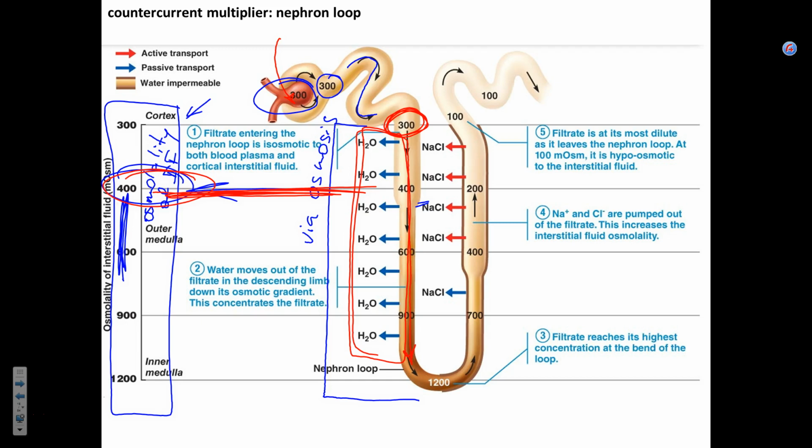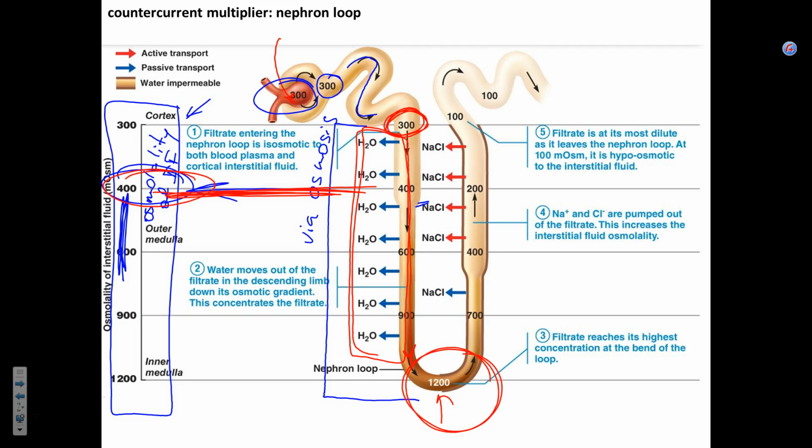Now, what's the concentration at the very bottom of the nephron loop? It's very high, it's 1200, right? Make sense? So, at this point, filtrate has the highest concentration. What's the osmolality of the filtrate at the bottom? 1200. This is why this loop is called a countercurrent multiplier. It multiplies the concentration, so far, up until this bottom point.